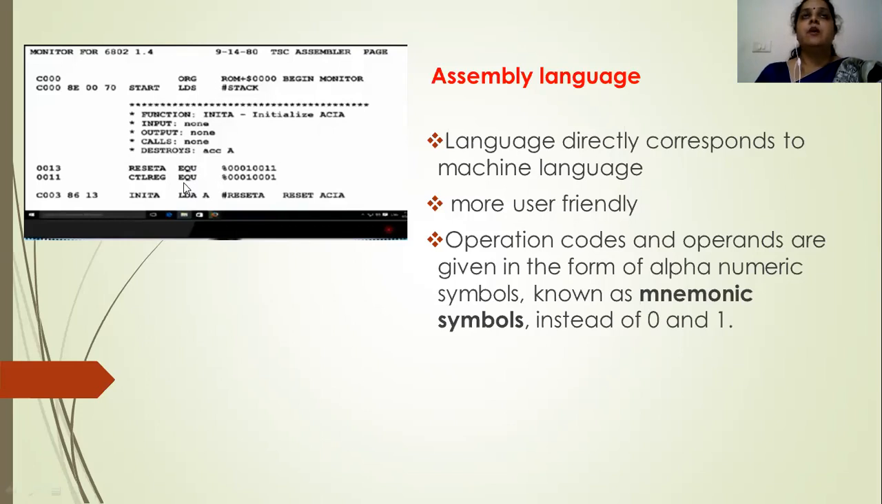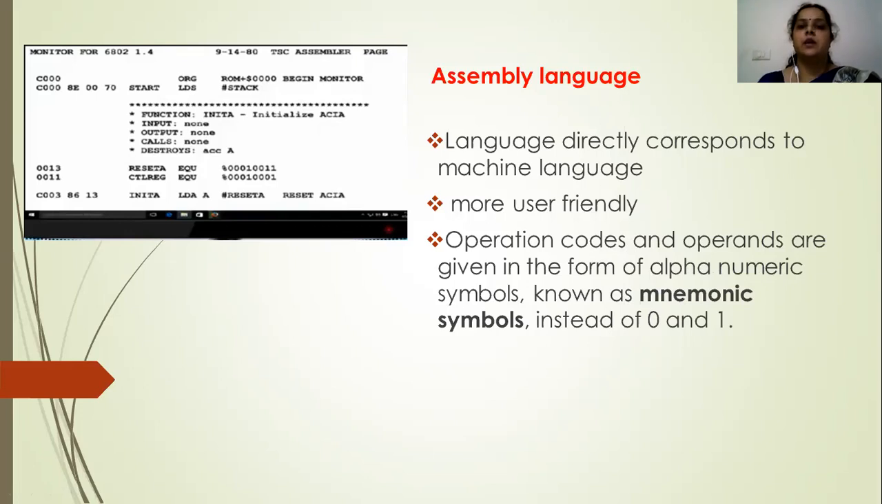So for every instruction, there will be an operation code or a small code, in the form of alphanumeric symbols. Like here you can see, we have alphanumeric symbols, which means a combination of both numbers and alphabets. So these are known as mnemonic codes. Instead of 0 and 1, which people cannot easily understand, you will not be able to understand if everything comes in 0 and 1.